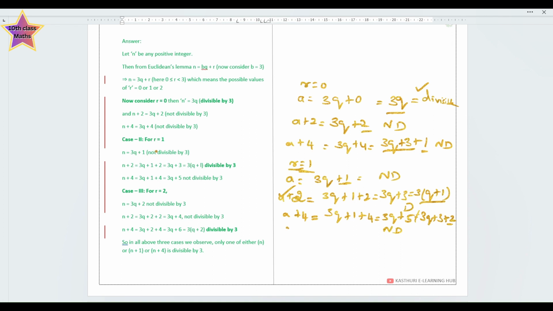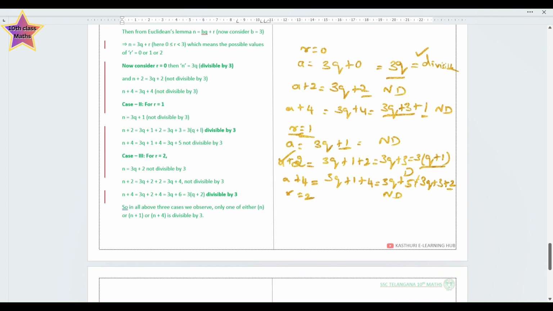Now if you take r equals 2, in that case what will you do? The same way. If r equals 2, a equals 3q plus 2. So 3q and your remainder is 2. It is not divisible. Now a plus 2 equals 3q plus 2 plus 2. That is 3q plus 4. 3q plus 4, how will you write? 3q plus 3 plus 1. 3q plus 3 is divisible. You can write it as 3 into q plus 1. And again you have the remainder 1. So it is not divisible.